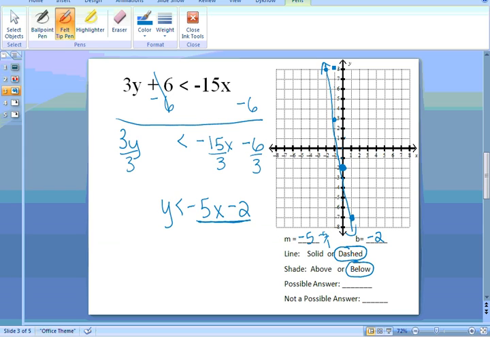And I actually have made a mistake here because this is supposed to be a dashed line. So let's make this a dashed line. Okay. So when it says shade below, where my line crosses my y-axis, I'm going to go below. I'm going to go down here. And on this side of the line is where I'm going to shade.